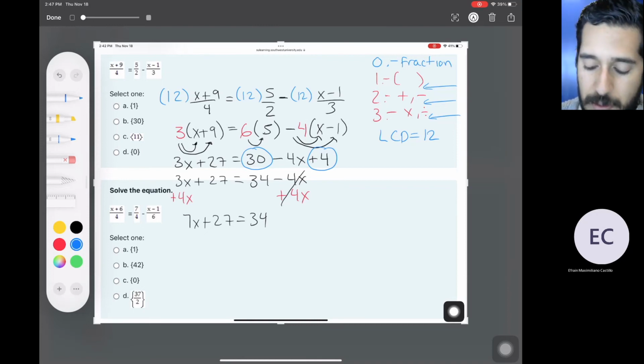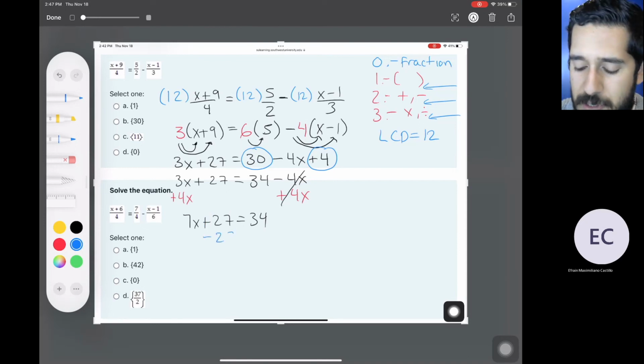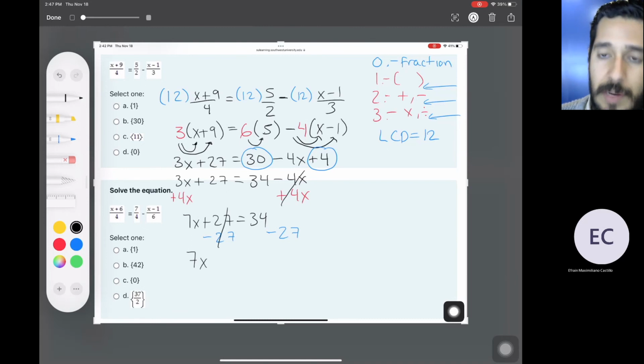Okay, sending all the letters to one side, then I'm going to send all the numbers to the other side. So I'm going to take this positive 27 and send it to the other side with the opposite operation. The opposite operation of a positive 27 is going to be negative 27. And if I do that to the left side, I got to do that to the right side of the equation. Okay, if I keep simplifying, these two numbers cancel out. And all I have in here is 34 minus 27, which if I combine those, the result is going to be 7.